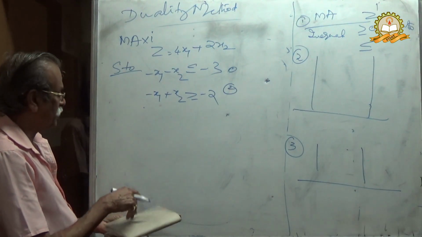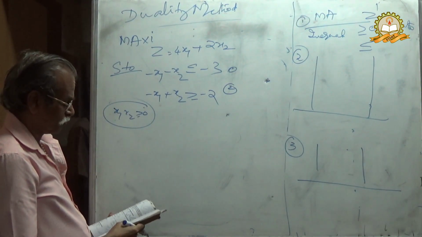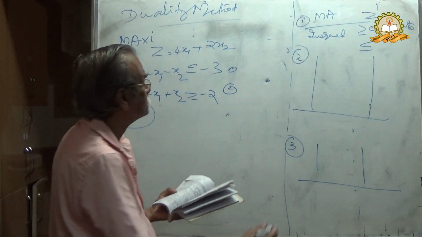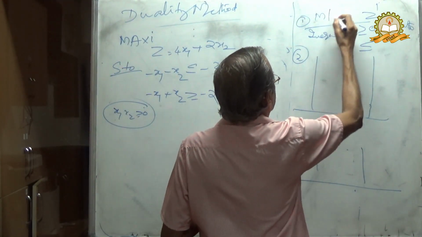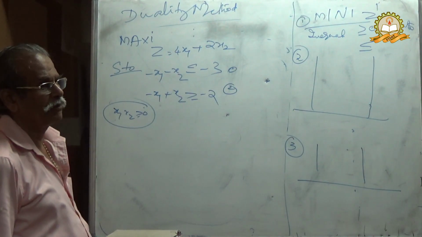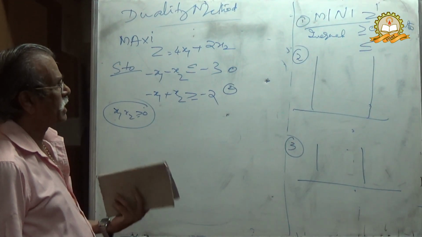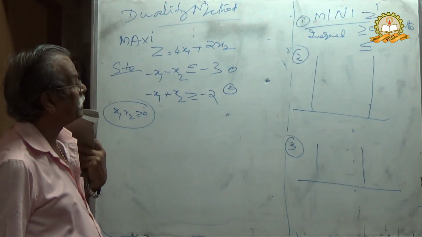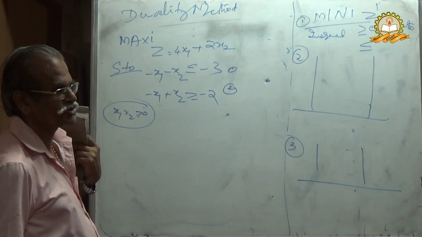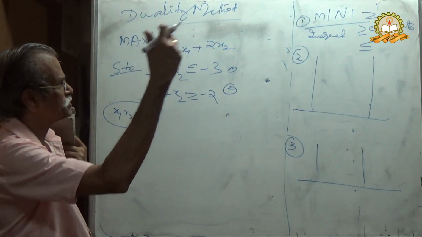And you can write x1, x2 greater than or equal to 0. Then you can write, given question maximization, therefore dual will have minimization. Dual will have minimize z dash. Minimize z dash. And inequalities change: greater than or equal to, less than or equal to changes over, vice versa. Greater than or equal to changes to less than or equal to, or less than or equal to changes to greater than or equal to.